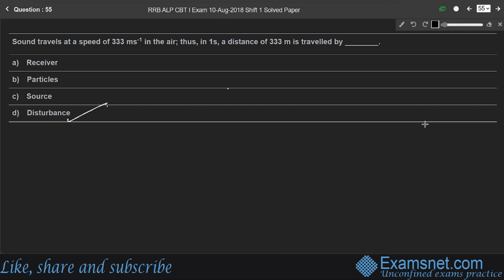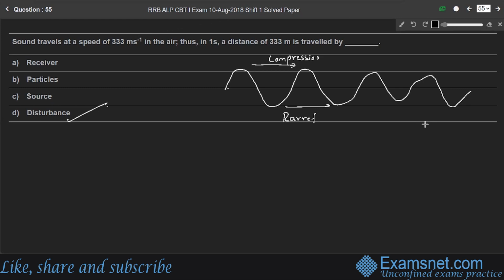So, sound travels in the form of disturbance. We all know that. If you consider a sound wave, we have compressions and rarefactions, or we can call them crests and troughs, right? As the wave pulse passes through, the particles in the air oscillate back and forth.